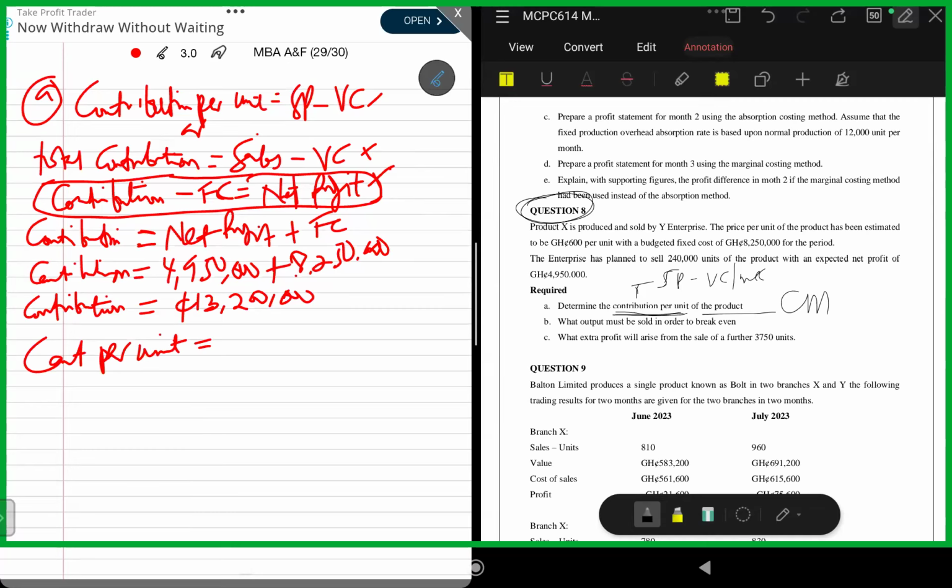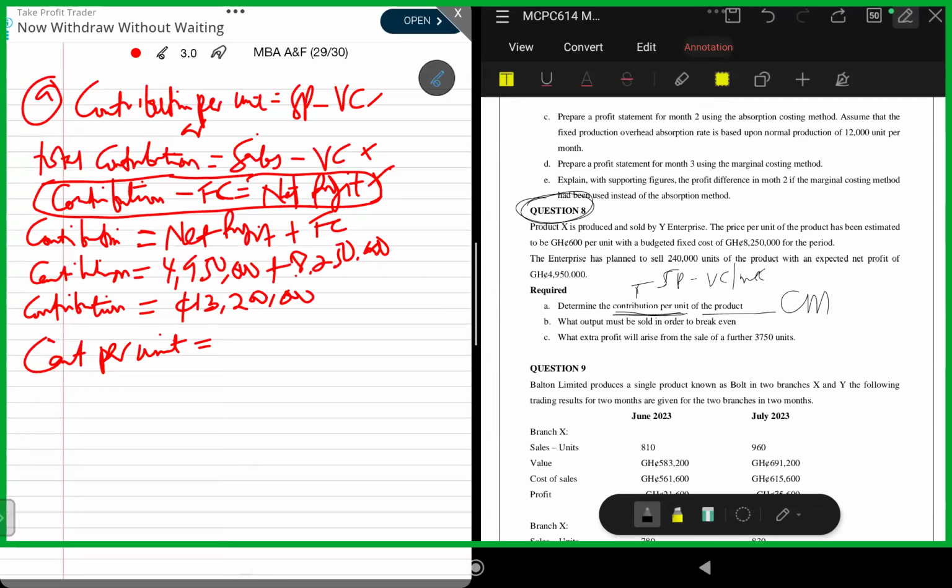When they say contribution per unit, you are bringing it to single values. So contribution per unit, what do we do? Contribution over 1 unit. So the contribution per unit means contribution over 1 unit. For you to get it into single units, you have to deal with total figures before you can reduce them to single units. Am I making sense?